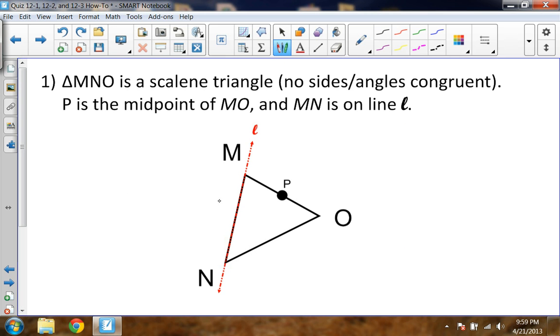We had a scalene triangle, and I didn't write this, but hopefully you saw it in the book. It means no sides or no angles are congruent, unlike that of an isosceles or equilateral triangle. I labeled P here for you. It's on the midpoint of this segment MO, and we have this line L, and segment MN lies on it. So we're going to do two things.